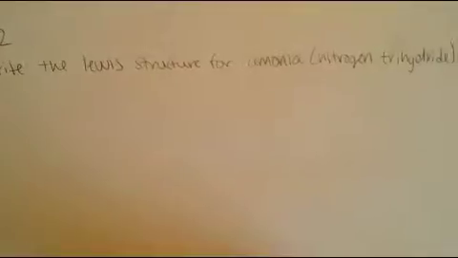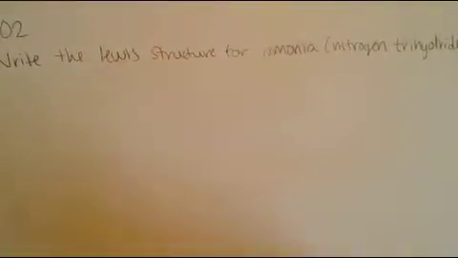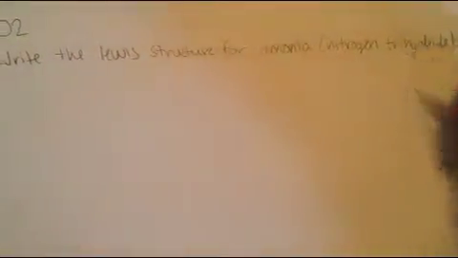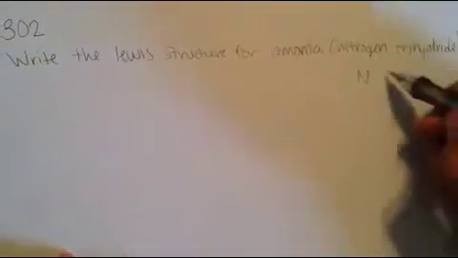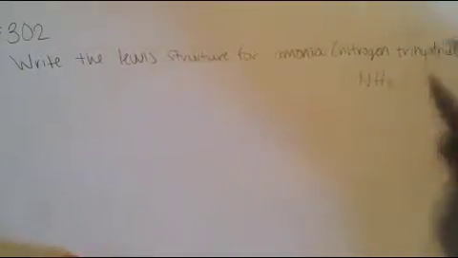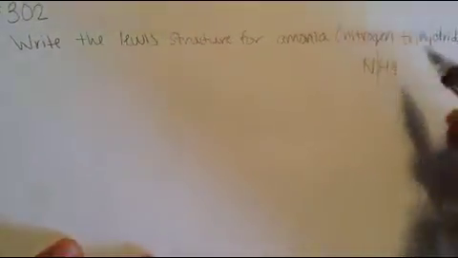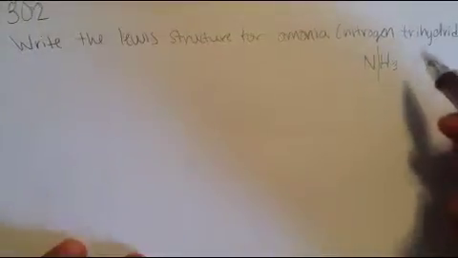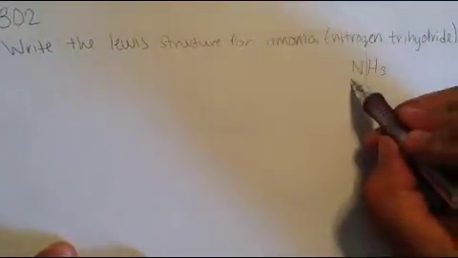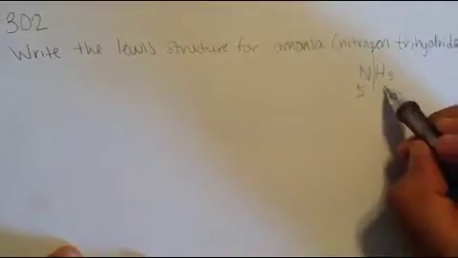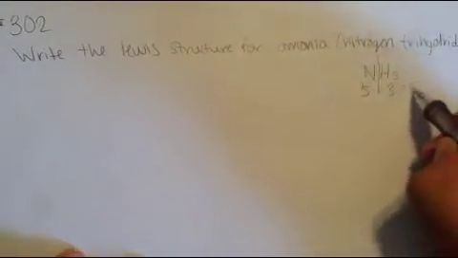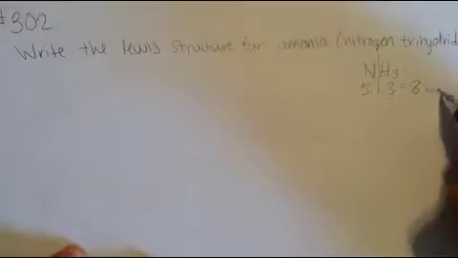For this particular problem, it's asking us to write the Lewis structure for ammonia, or nitrogen trihydride. The name says it, nitrogen and 3 hydrogens, NH3. First thing we do is we're going to separate and we're going to take the valence electrons. From your periodic table, you know that nitrogen has 5 and hydrogen has 3. When you add those up, you have 8 electrons.